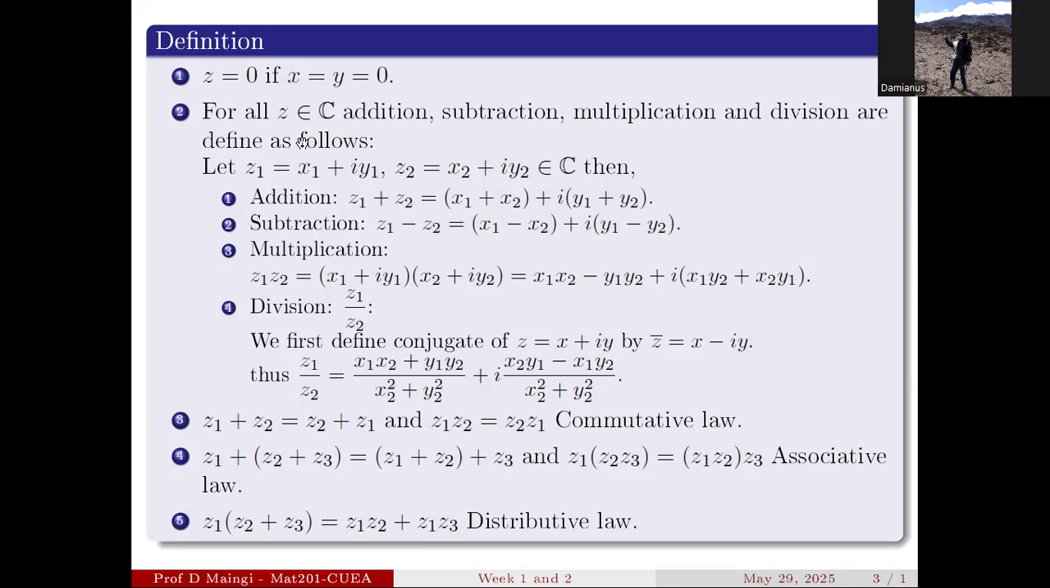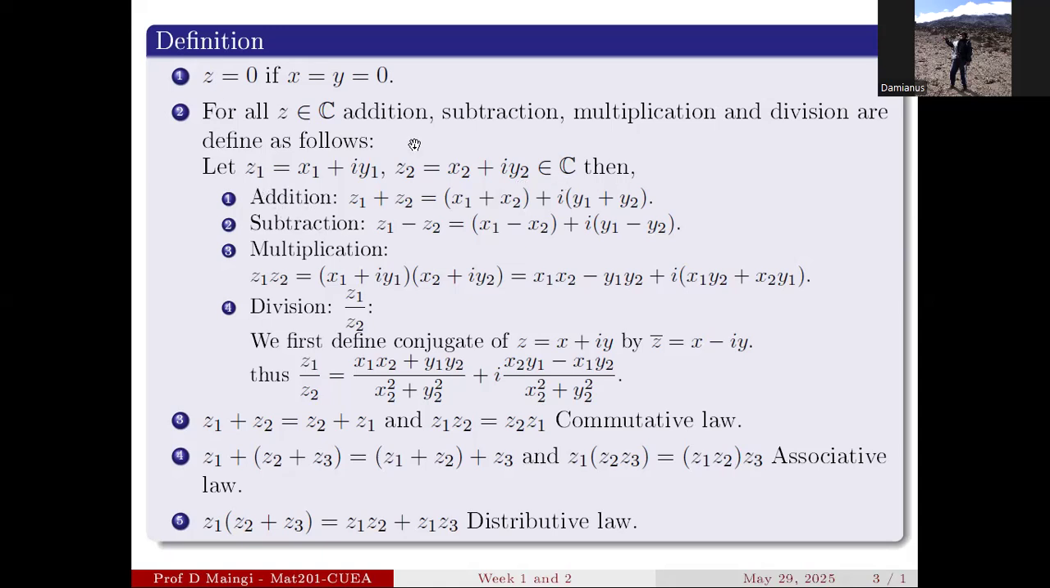Now, as you know, these operations are binary, meaning what? That when you are adding, subtracting, multiplying, and dividing, you need two things that you are adding, two things you are subtracting from each other, two things you're multiplying, and two things you're dividing with each other. So we can pick two complex numbers, Z1 and Z2, that look like this. And then we can say, well, how is addition defined here?